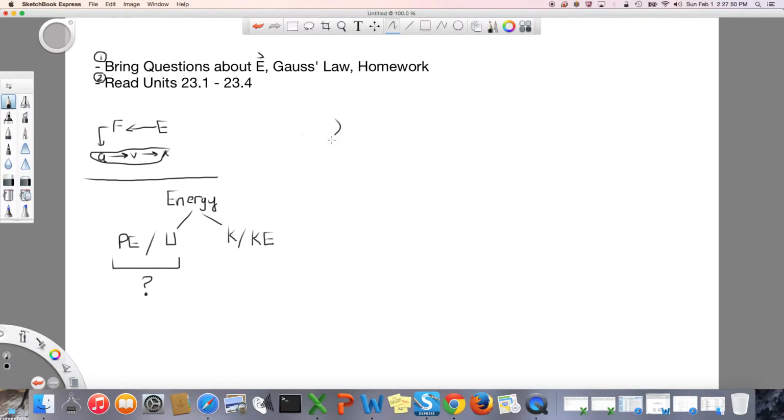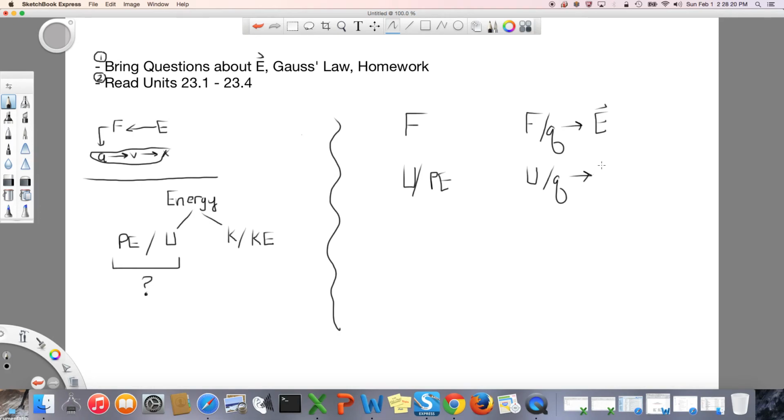The final thing I'd like you to think about is this idea that in Physics 121 we talked about force. Here, in Physics 122, we've talked about force per charge, which we call the electric field. Now, when we talk about potential energy, U, or PE, is there going to be an equivalent potential energy per charge? If so, what would that look like, and why would we define that?